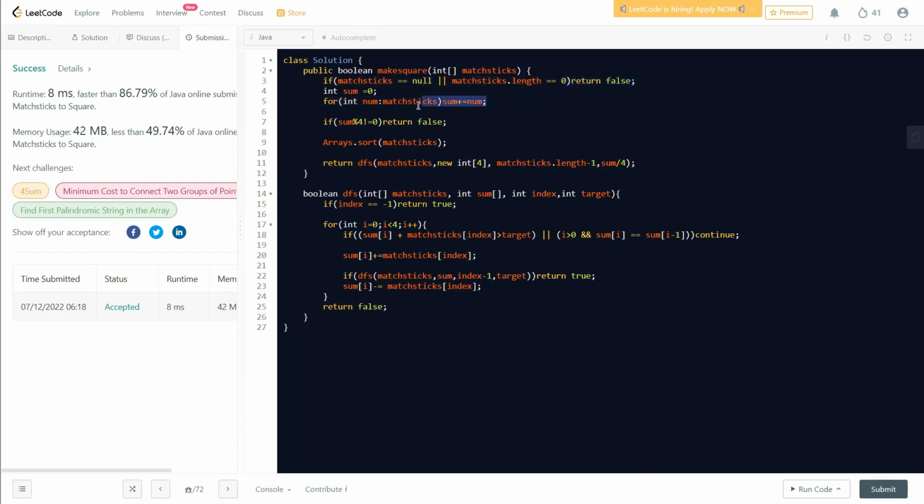Then we went ahead with finding the sum of all the elements in the matchsticks array, and we check if the sum mod 4 is not 0. That is, if it's not equally divisible by 4, we cannot divide it equally into 4 sides, so there's no way going ahead. We just return false. Further, we sorted our array.